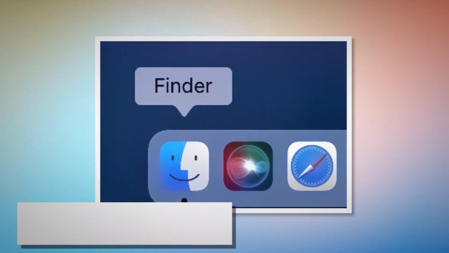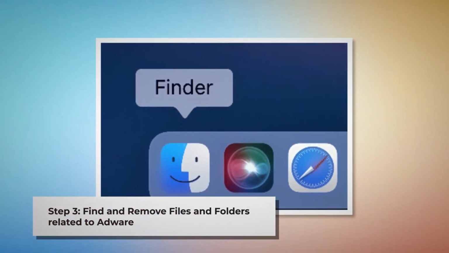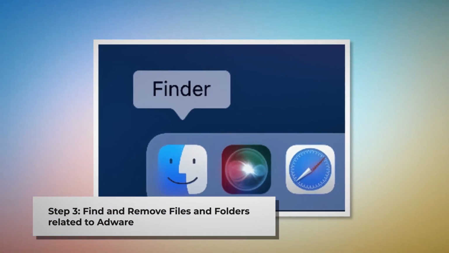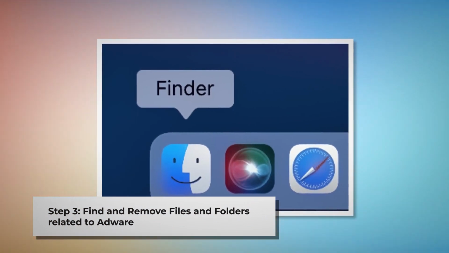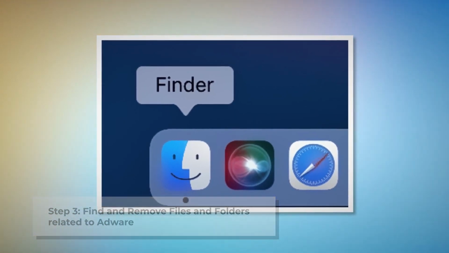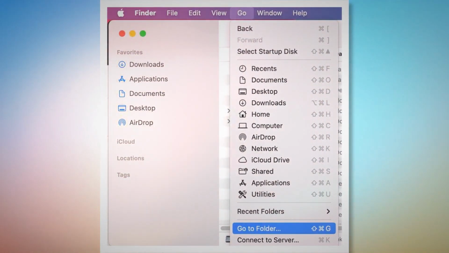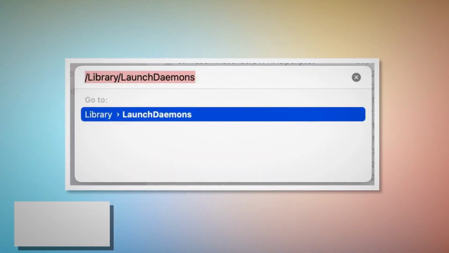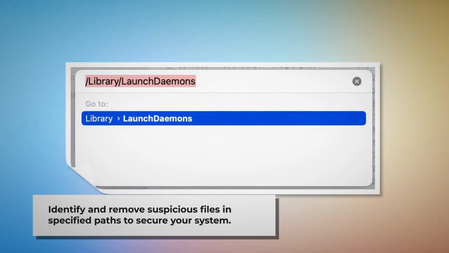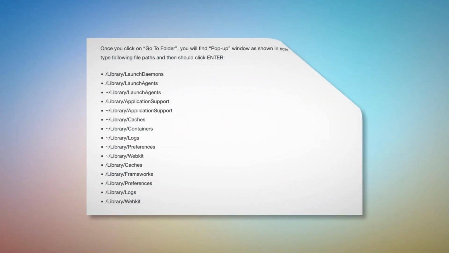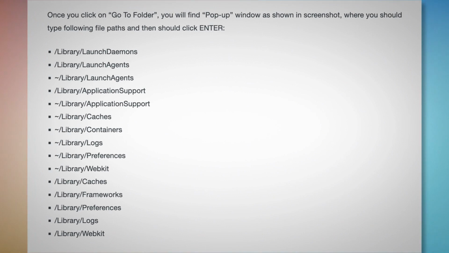Step 3. Find and remove files and folders related to adware. Firstly, make sure you are in the Finder folder. If not, then follow the steps mentioned in step number 2 to go to the Finder folder. Once you are in the Finder folder, click on Go at the top menu bar of your Mac, and then Go to Folder on the drop-down menu, as shown in the screenshot. Once you click on Go to Folder, you will find a pop-up window as shown in the screenshot, where you should type these file paths and then click Enter.